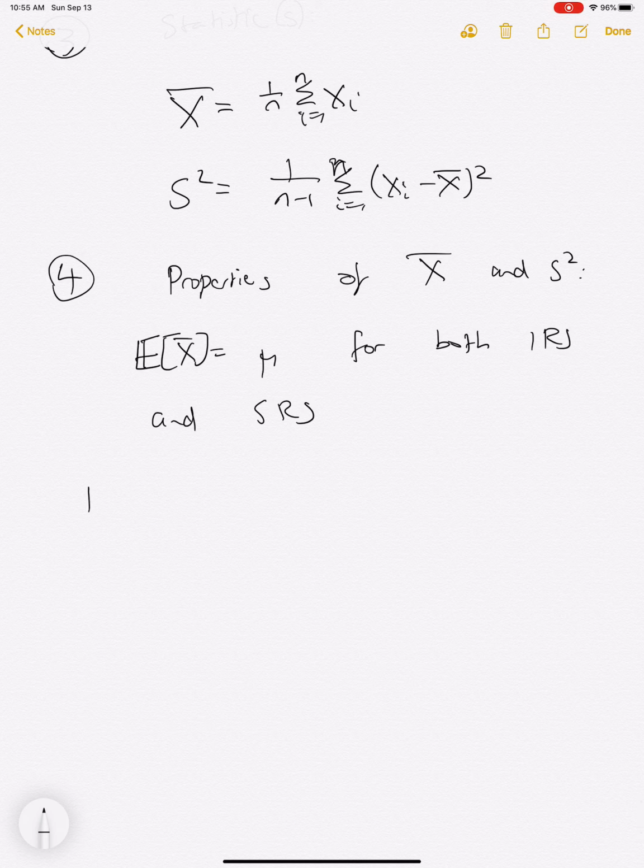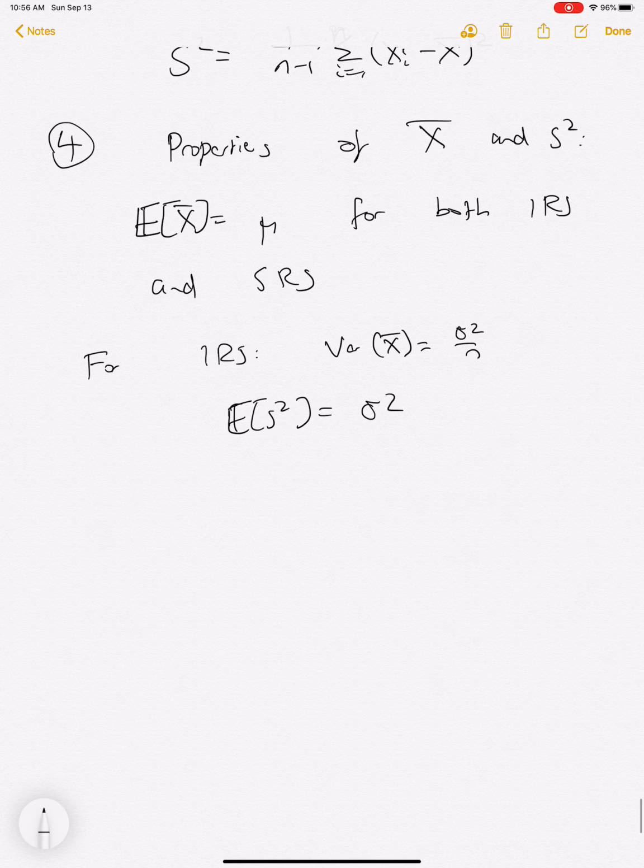And then we also have that, for IRS, the calculations are kind of nice and simple. We have that the variance of x bar equals sigma squared over n, and then the expectation of s squared is sigma squared, and that's why we have the little n minus 1, to make sure that the expectation of s squared is sigma squared.